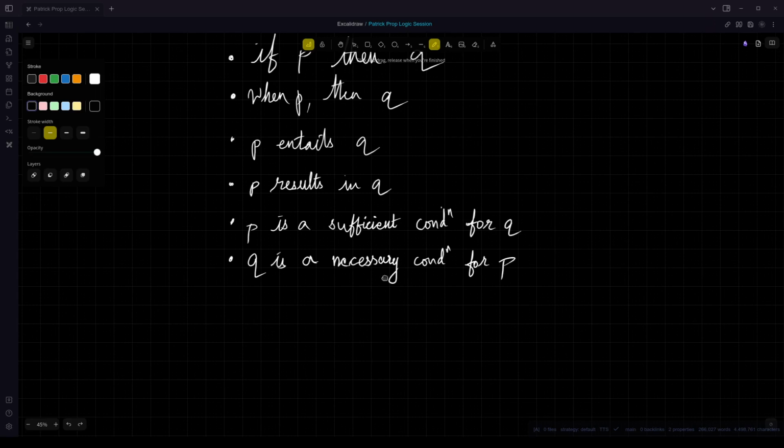How about P is a requirement for Q? Of course. Wait, Q is a requirement. Q is required for P.